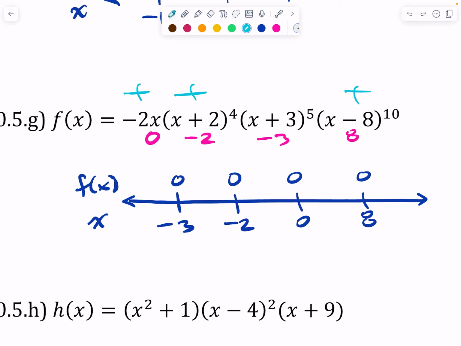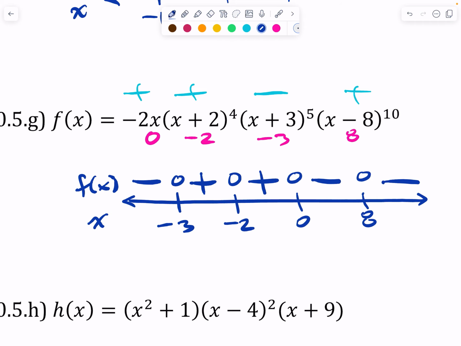And I do. This -3 comes from a factor with a power of 5, odd, so it switches. This -2 comes from a factor with a power of 4, that's even, so it stays the same. This 0 comes from a factor with a power of 1, so that's odd, that switches. And the 8, that comes from a factor with a power of 10, so that stays the same on either side.